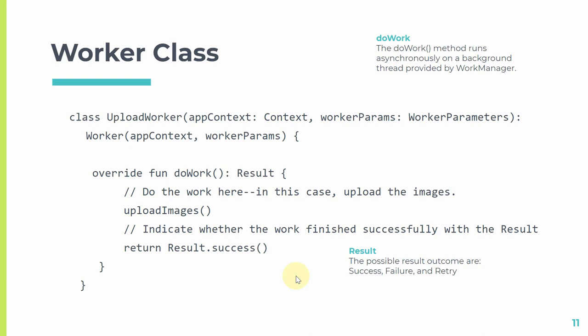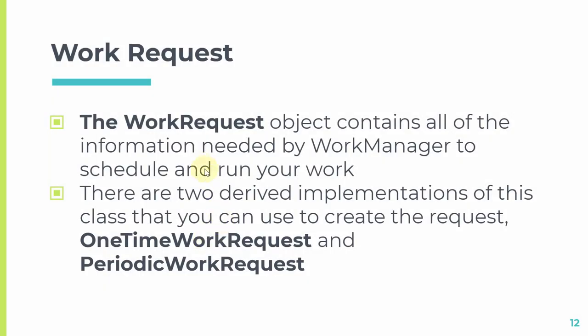If it fails, the worker class may retry based on the constraints and policy that you put in the work request. So let's talk about the work request. The work request is an object that contains all of the information needed by WorkManager to schedule and run your work. It means you put in different constraints and different configurations, and the work request will contain that information and send it to WorkManager.